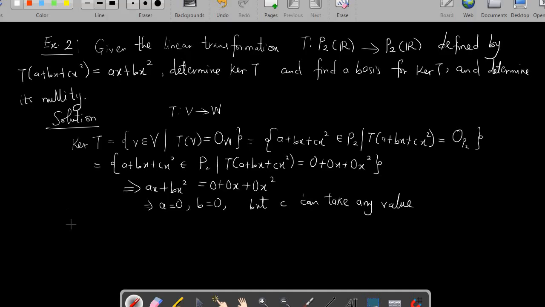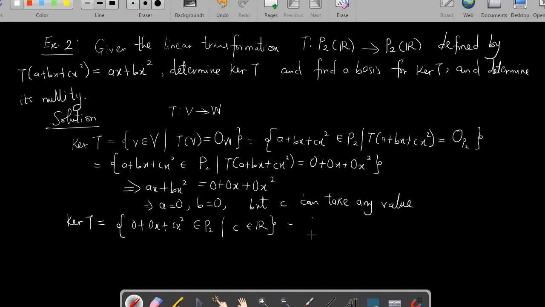So for that reason, the kernel of T, the kernel of your linear map, will now be equal to A plus BX plus CX squared. We have said that A is 0, so we have 0 plus 0x plus CX squared. Since we said C can take any value, which is an element of P2, you can say C is an element of R, a constant.